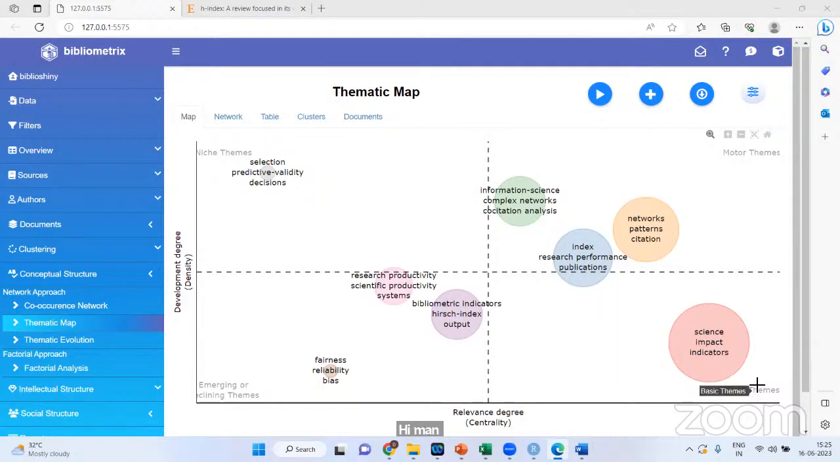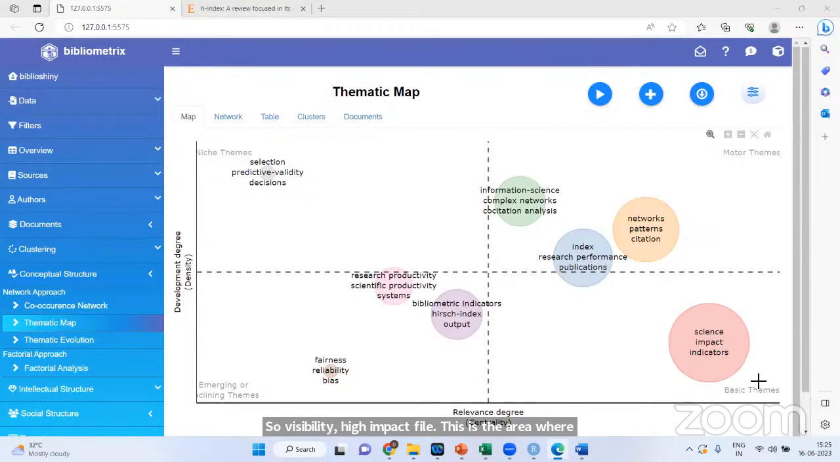This is the area where visibility is high, but the impact is low. Strong communication skills are there, but whatever the person is communicating, its impact is low.